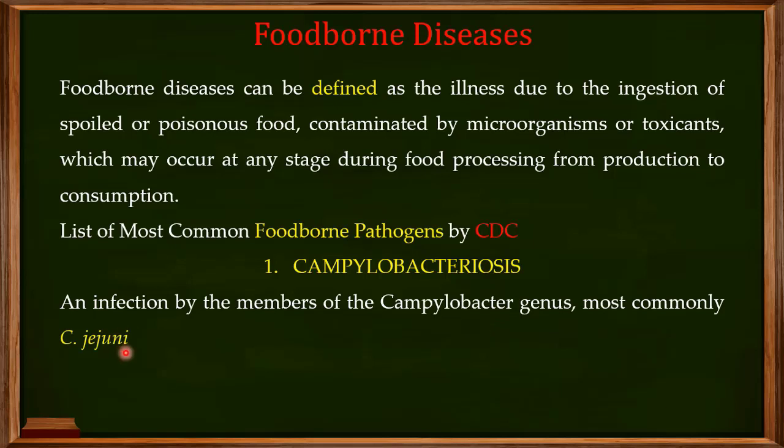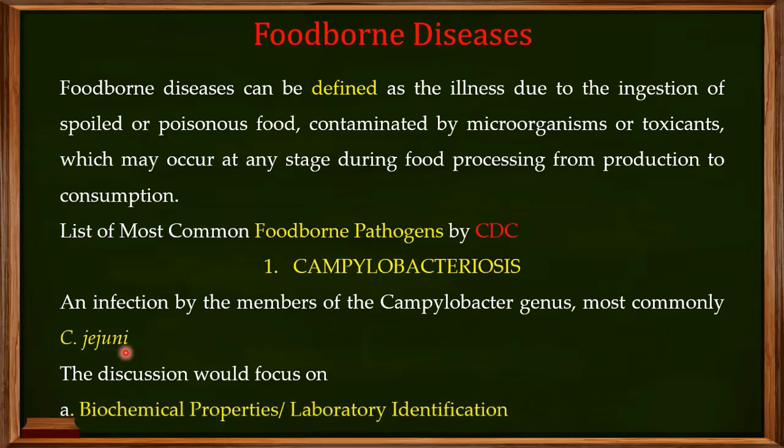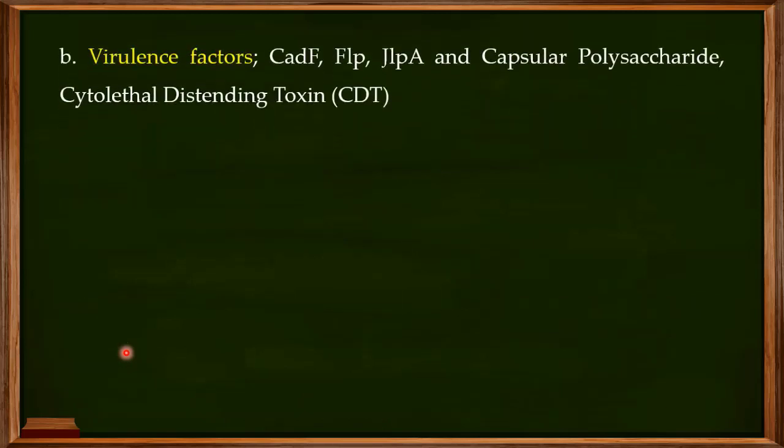So our focus will be on Campylobacter jejuni and the discussion on Campylobacteriosis, which will include the biochemical properties and laboratory identification of Campylobacter jejuni. We'll talk about the different virulence factors of C. jejuni. These are just some of the important examples that we will see during the course of the discussion.